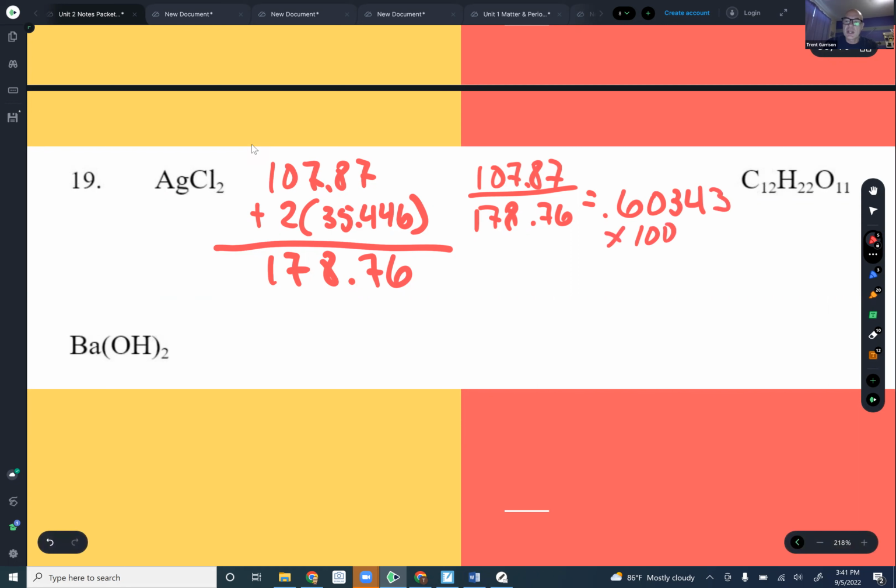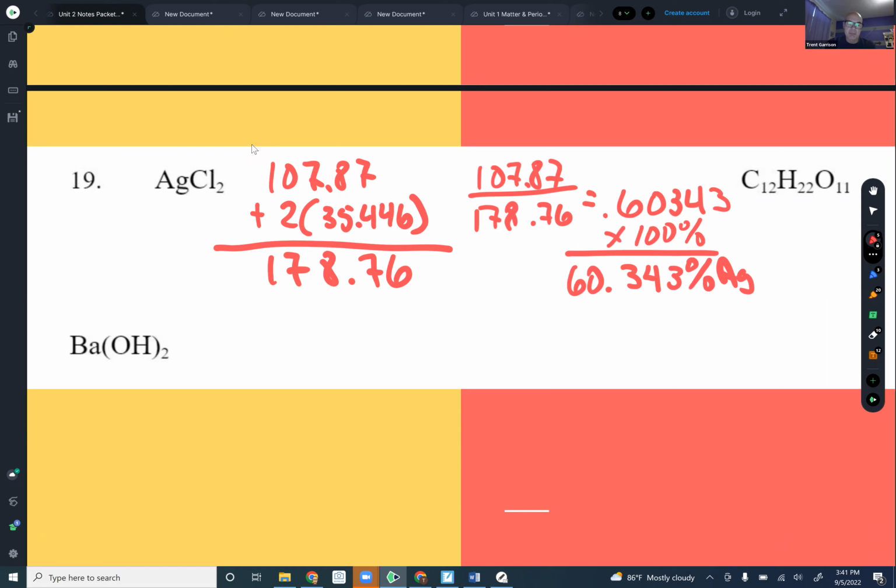Multiply that times 100%, we would end up with 60.343% silver, meaning that the remaining balance would be 39.657% chlorine. How do we come up with that? We subtracted 60 from 100, and you get the other half of that.